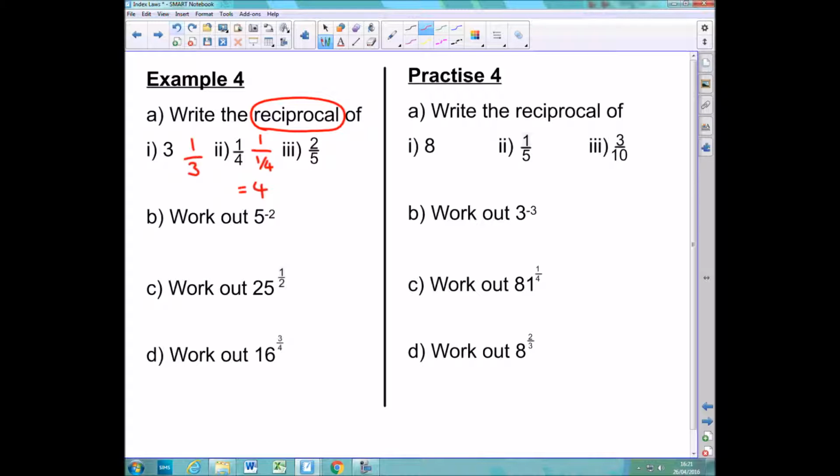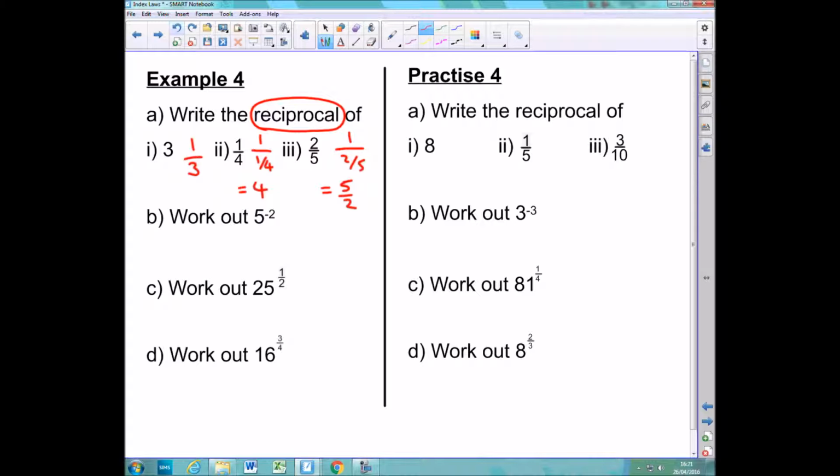Now, things get a little bit more confusing when we have something like 2/5. Again, the reciprocal is 1 over 2/5. And in fact, this ends up simplifying down to being 5 over 2. So when you do have a fraction, you'll find that the reciprocal is just that fraction flipped over on itself. So the numerator becomes the denominator and the denominator becomes the numerator. Okay, so now we know what this word reciprocal means.